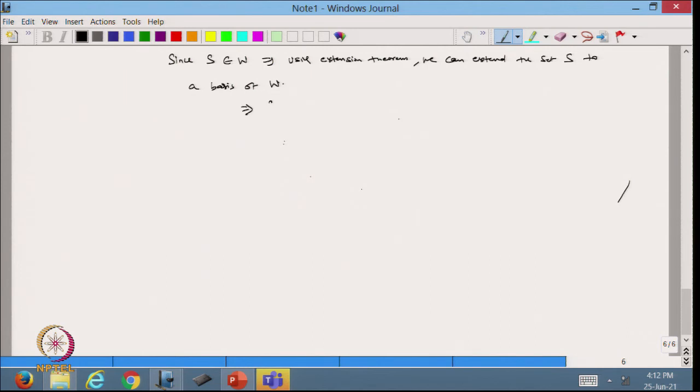So which implies I can have the set of vectors V1, V2 up to VR, and then I can write W R plus 1, W R plus 2 up to W P, so it goes up to P. So this is a basis for W.